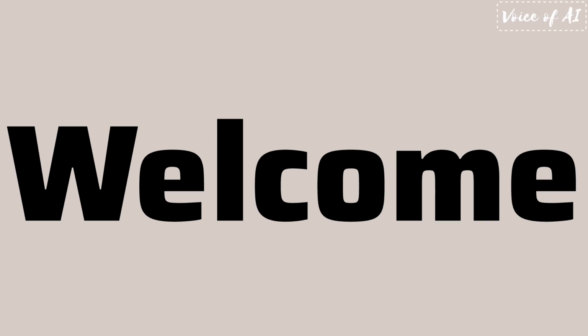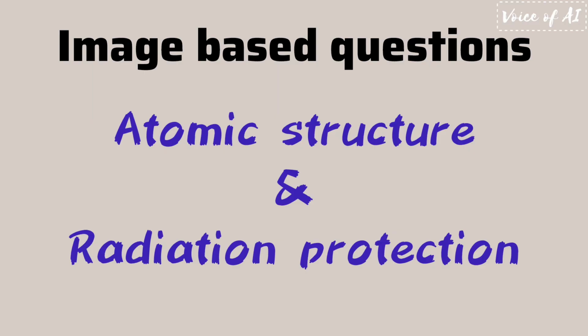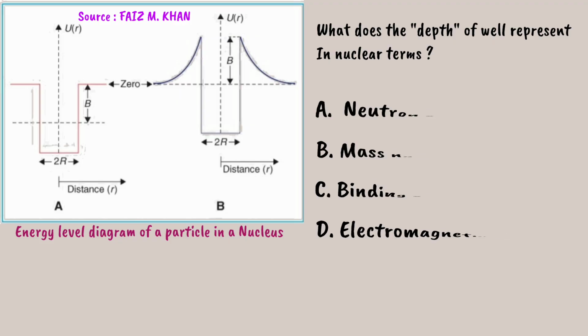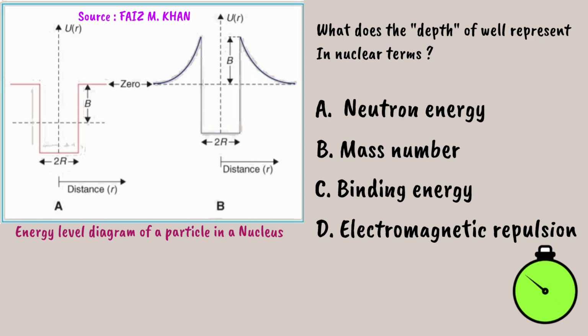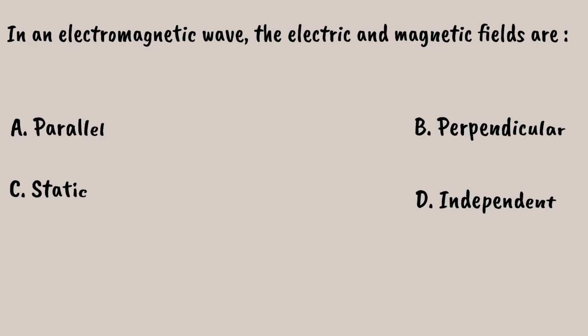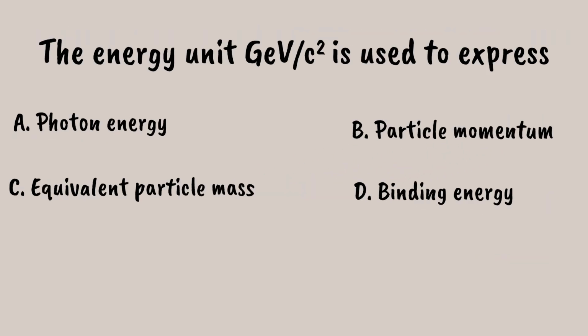Welcome again. We will solve few image-based questions of topic atomic structure and radiation protection, and also few MCQs from both the topic. What does the depth of well represent in nuclear terms? In an electromagnetic wave, the electric and magnetic fields are. The energy unit GeV/c² is used to express.